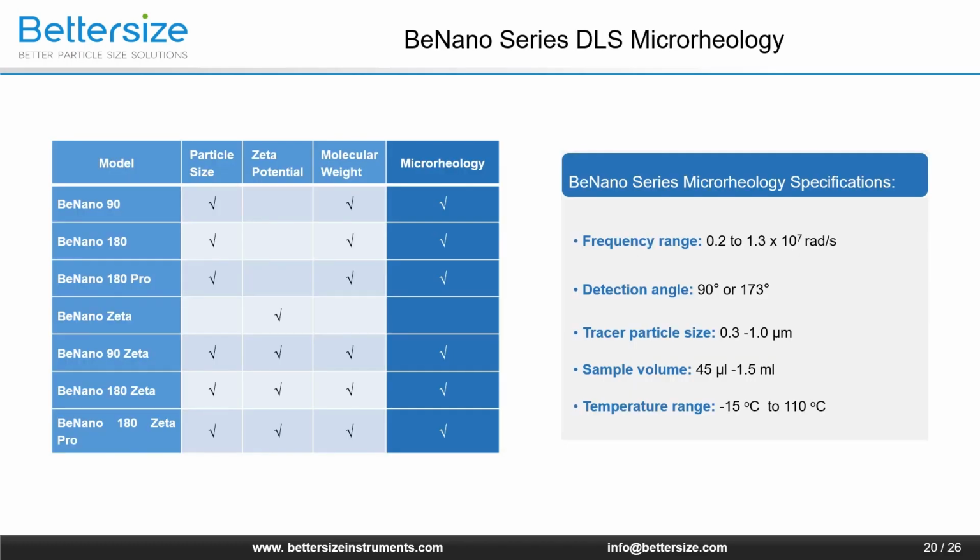DLS microrheology is available in our BeNano series instruments except BeNano Zeta, and some specifications of BeNano series microrheology include frequency range from 0.2 to 13 billion radian per second. The detection angle is 90 degrees or 173 degrees. The tracer particle size from 0.3 to 1 micrometer. The sample volume from 45 microliters to 1.5 milliliters. The temperature range from -15 degrees Celsius to 110 degrees Celsius.